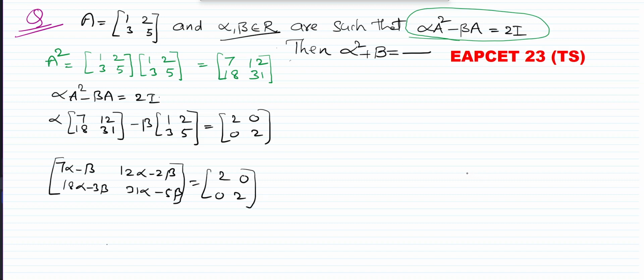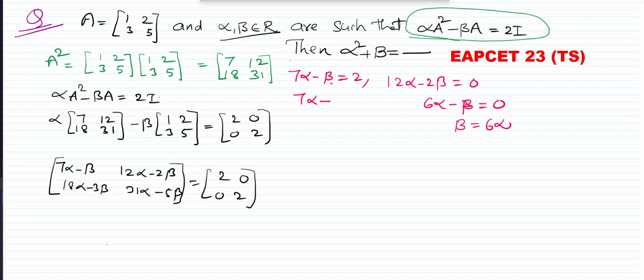We are getting 4 equations from this matrix. The first equation is 7 alpha minus beta is equal to 2. And the second one, 12 alpha minus 2 beta is equal to 0. So from this, taking 2 common, 6 alpha minus beta is equal to 0. From this, beta is equal to 6 alpha. Substituting in the first equation, 7 alpha minus 6 alpha is equal to 2. From this, alpha is equal to 2.